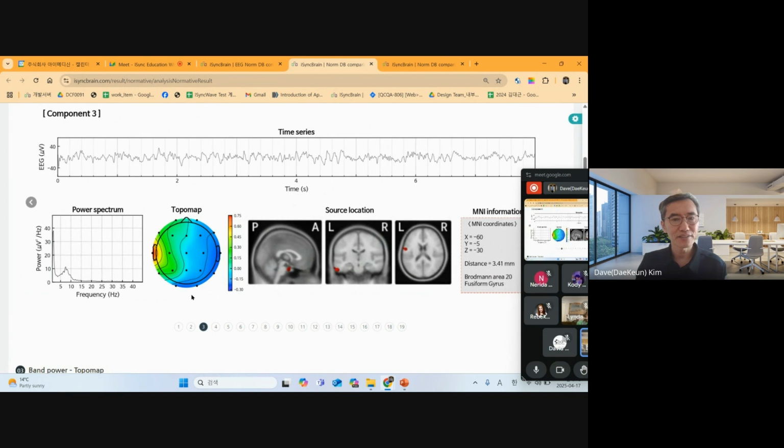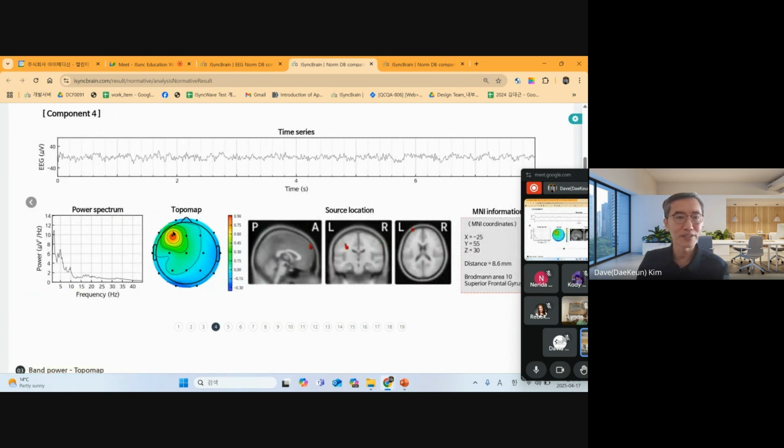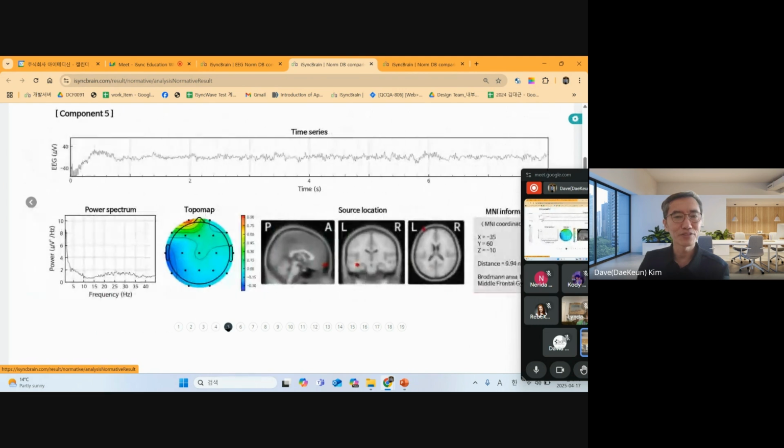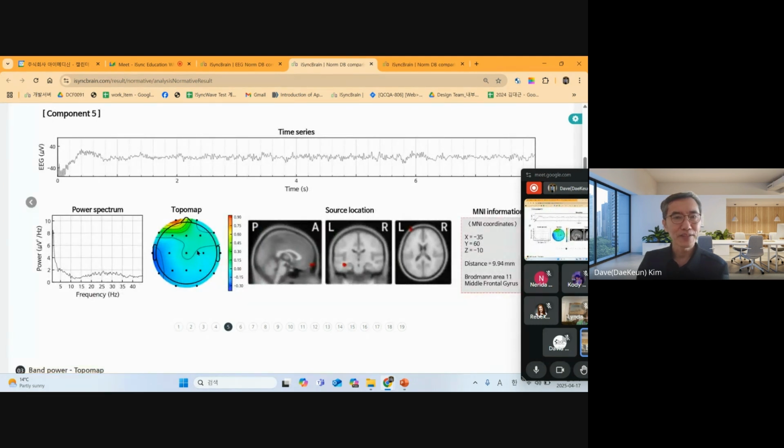So we can target this one, and also this area, and this area could also be a target in this stroke patient having many abnormal neural oscillations.